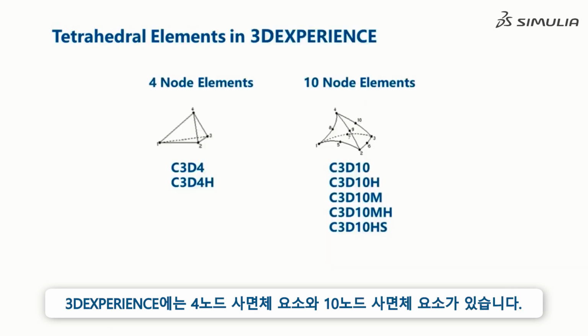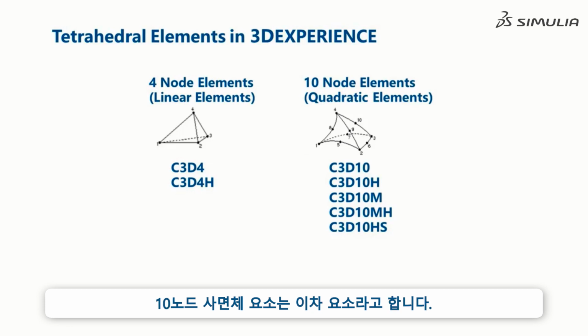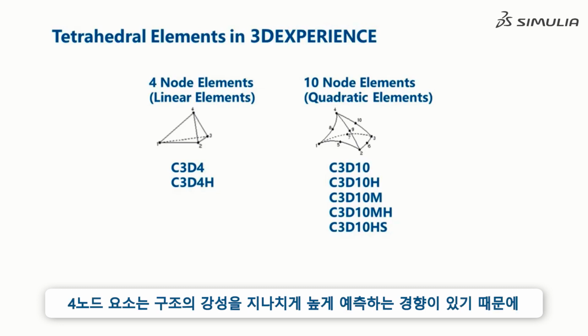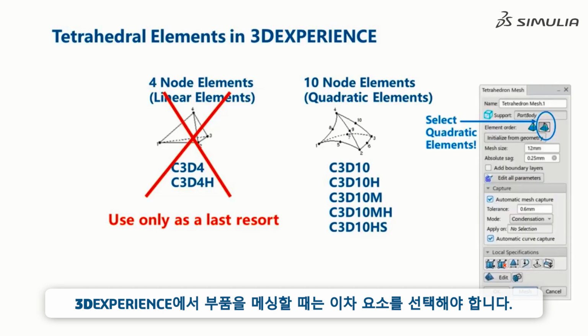3DEXPERIENCE has both 4-node and 10-node tetrahedral elements. The 4-node tetrahedral elements are also called linear elements, and the 10-node tetrahedral elements are also called quadratic elements. 4-node elements tend to significantly overpredict the stiffness of structures and should only be used as a last resort. When meshing a part in 3DEXPERIENCE, you need to select quadratic elements.